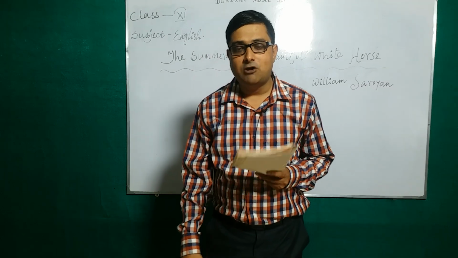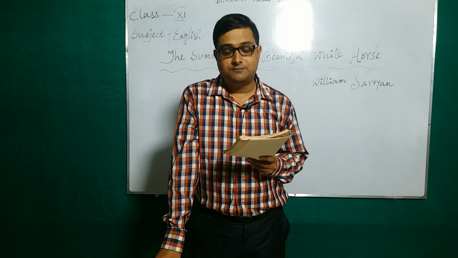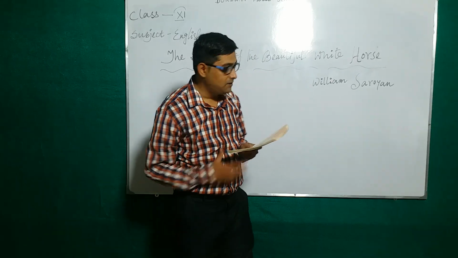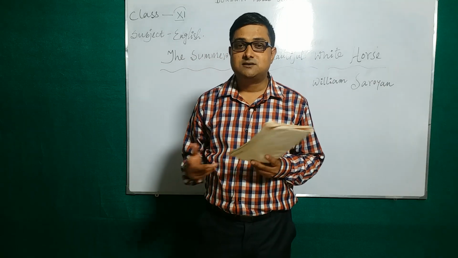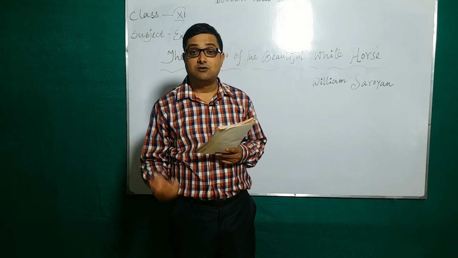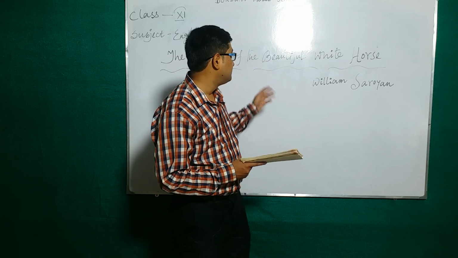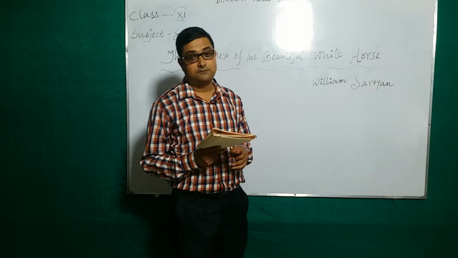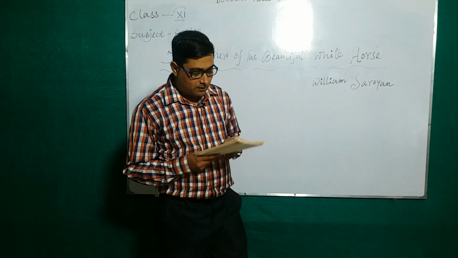As I told you, you are having two books, Snapshots and Hornbill. This is the first chapter, The Summer of the Beautiful White Horse, written by William Saroyan. William Saroyan was a renowned Armenian novelist, and this story is probably a part of his autobiography as well.